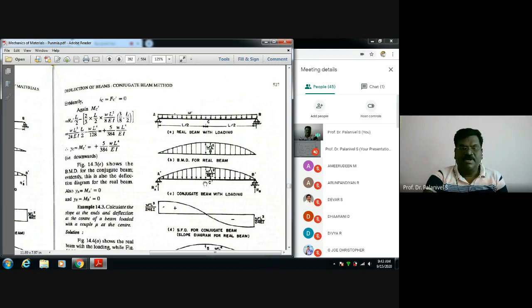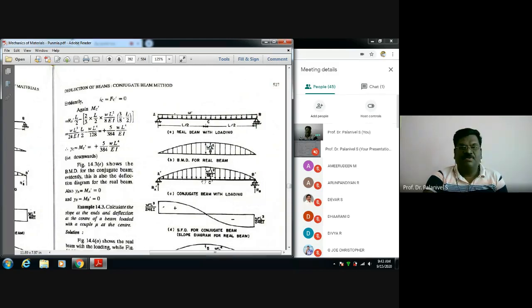If you want to determine the deflection of the given beam at the center, you have to determine the bending moment of the conjugate beam at the same section. The bending moment of the conjugate beam at the same section, with this area, you have to investigate the left side. That's why L by 2. First RA into L by 2, it is written here, RA into L by 2.